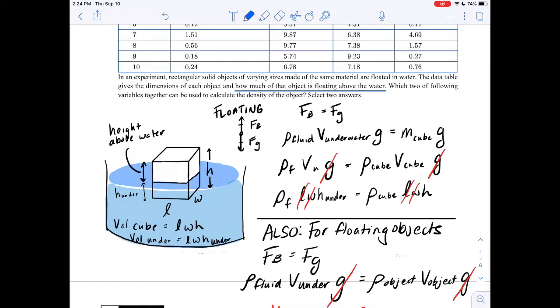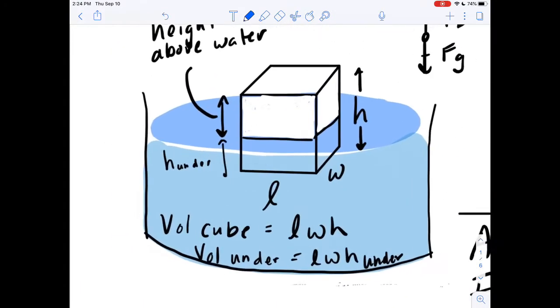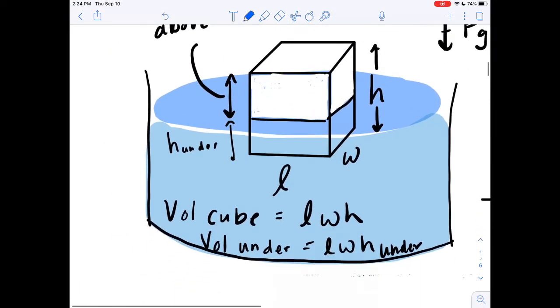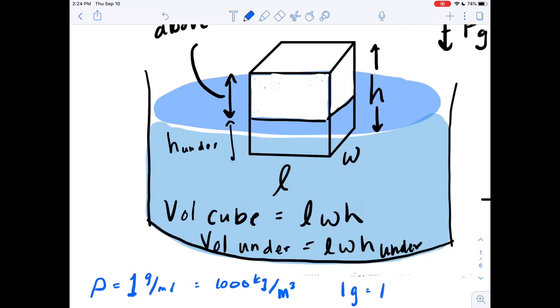Which 2 of the following variables together can be used to calculate the density of the object? Okay, so first of all, let's think about this for a minute. We've got a vessel of water. Just a reminder that one thing that's handy about water is that the density of water is 1 gram per milliliter, or 1,000 kilograms per cubic meter. So water is really easy to work with because we've got this magic number 1. Remember that the metric system also is based on water. We know that 1 gram of water is equal to 1 cubic centimeter of water is equal to 1 milliliter of water.